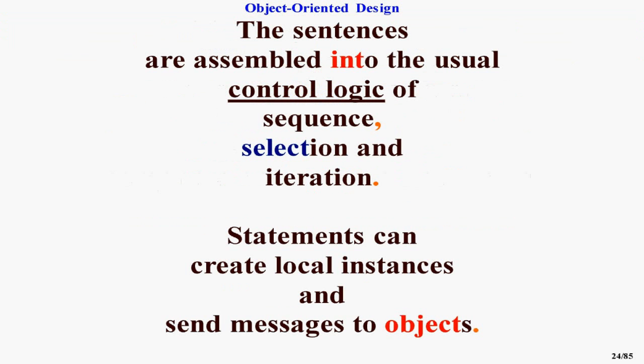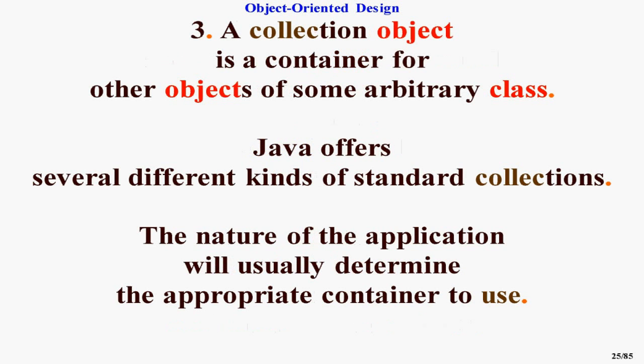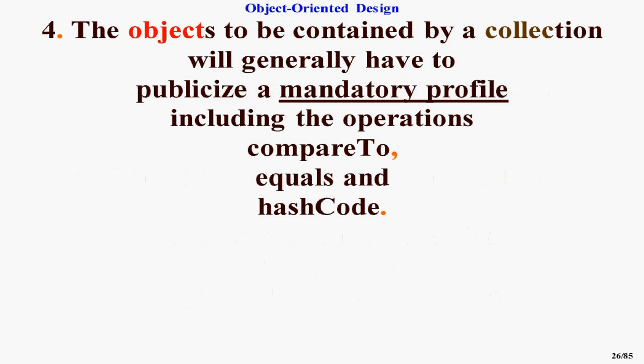The statements are assembled into the usual control logic of sequence, selection, and iteration. Statements can create local instances and send messages to objects. 3. A collection object is a container for other objects of some arbitrary class. Java offers several different kinds of standard collections. The nature of the application will usually determine the appropriate container to use. 4. The objects to be contained by a collection will generally have to publicize a mandatory profile including the operations compareTo, equals and hashCode.